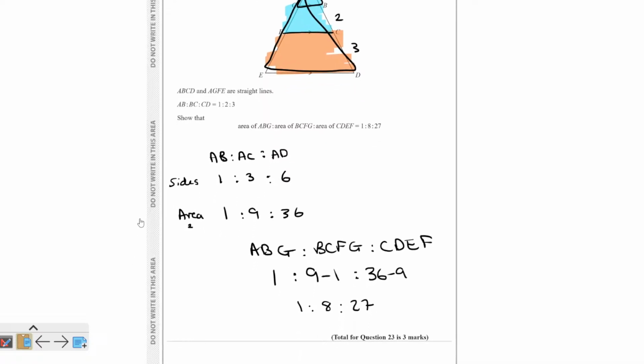So if you've got a ratio and they're talking about side lengths and they've got area, you can just square the side lengths. You don't have to worry about the actual formula for whatever shape it is. Okay, I don't know if you can actually see that. Let me move that up. Hopefully you can see that there.